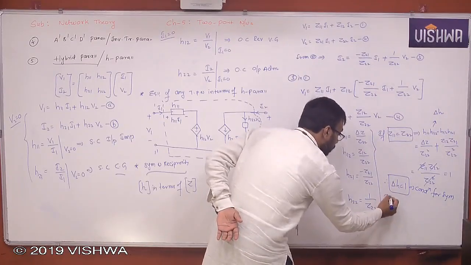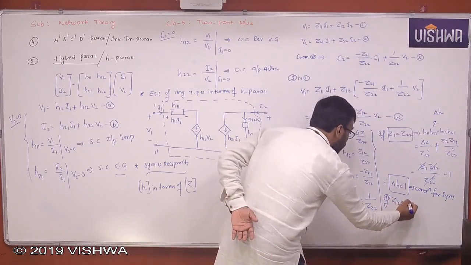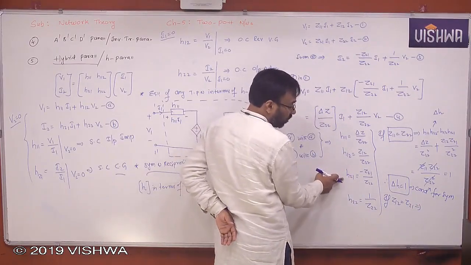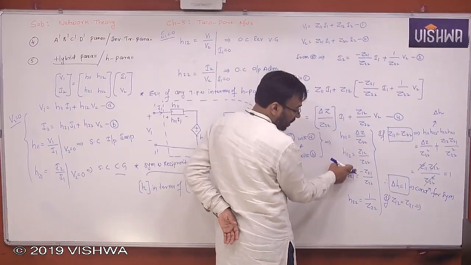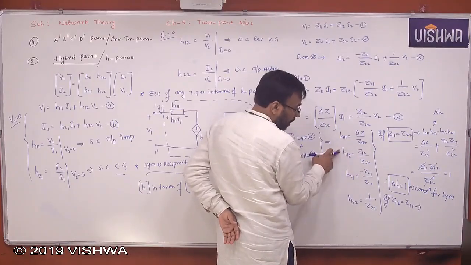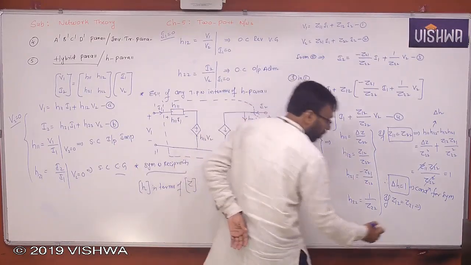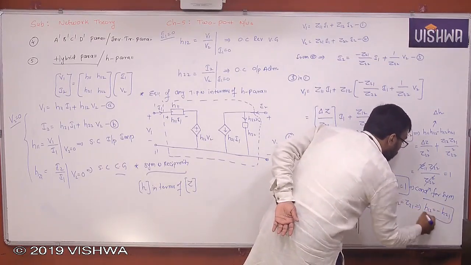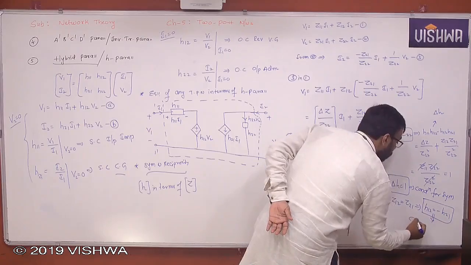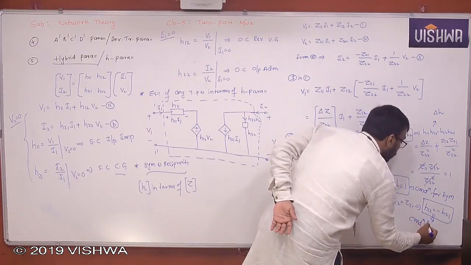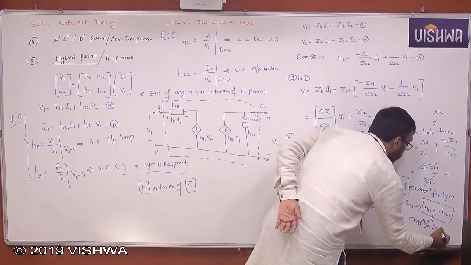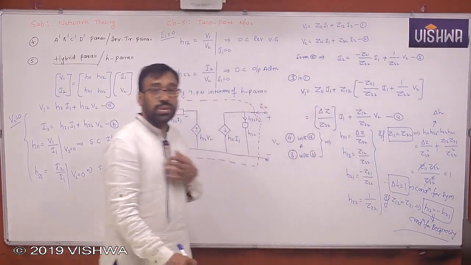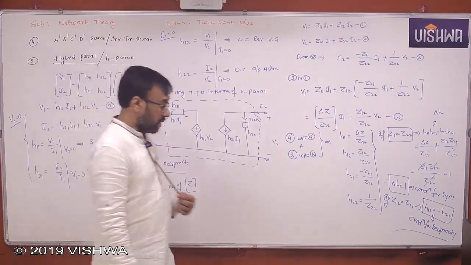If Z12 is equal to Z21, you understand from this. Look at this. H12 is equal to H21, but only the minus sign is the difference, right? If Z12 is equal to Z21, then H12 is equal to minus H21. Therefore, H12 is equal to minus H21. This is called the condition for reciprocity.